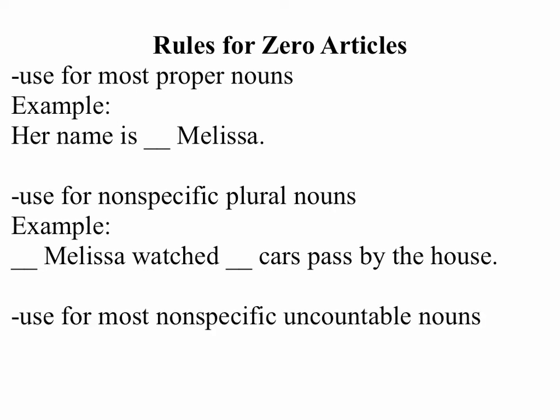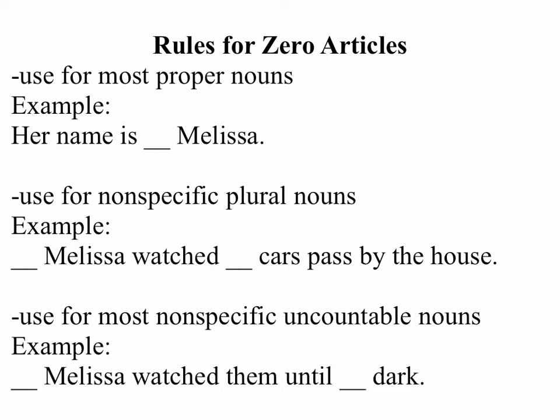You also use the zero article for non-specific uncountable nouns. Here's an example. Melissa, which is the proper noun, watched them until dark. So dark is an uncountable noun.